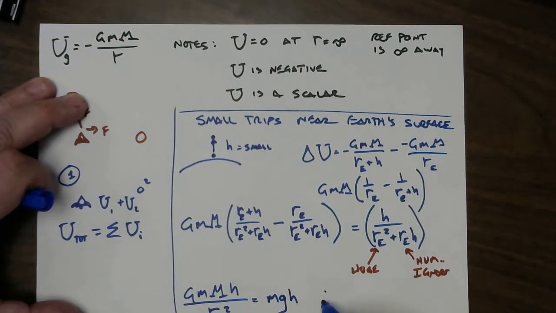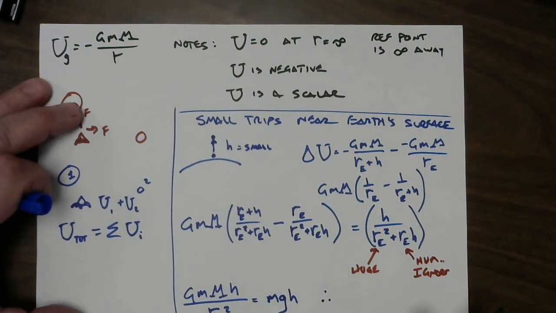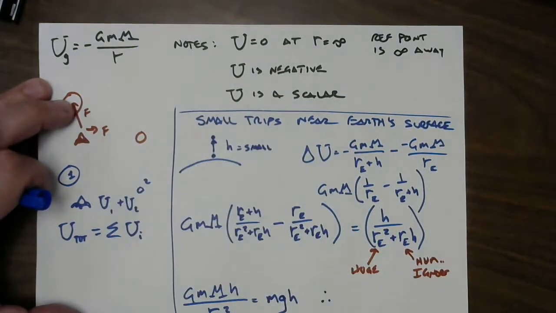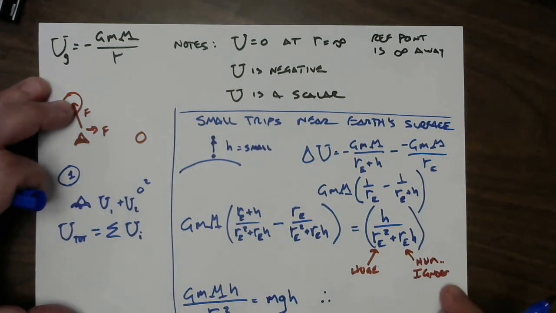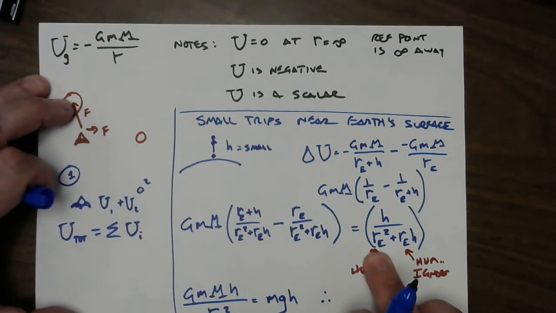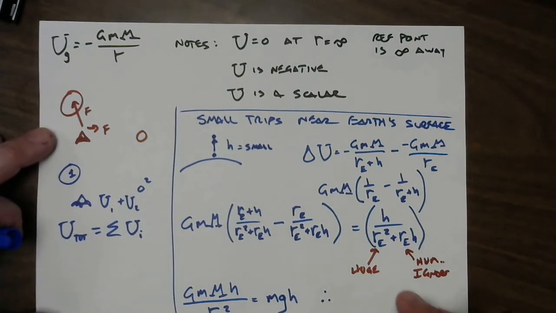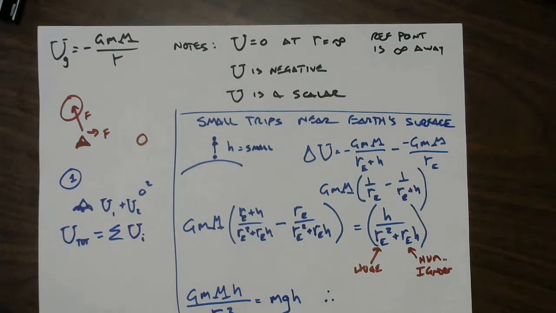So I have proven that for small trips near the Earth's surface, this particular equation for potential energy works, with the proviso that we can ignore a very small h compared to Re. If you don't believe me, figure out the percentage difference between this and that for a height of say 100 meters and the radius of the Earth of 6 million meters. You'll see what's going on.